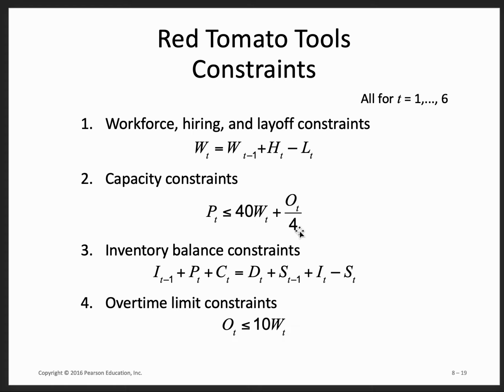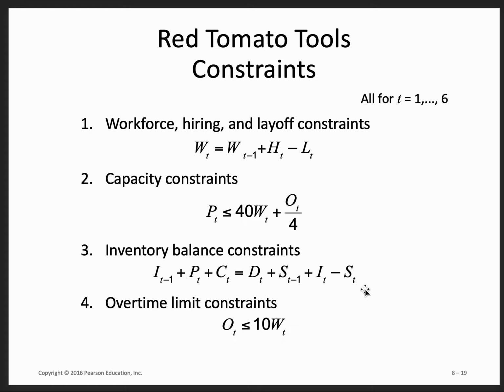OT divided by 4 tells you the total number of tools that can be made in overtime. So number of tools made in regular time plus number of tools made in overtime, and that's the maximum that you can make. You cannot produce any more than that. So that's the capacity constraint.